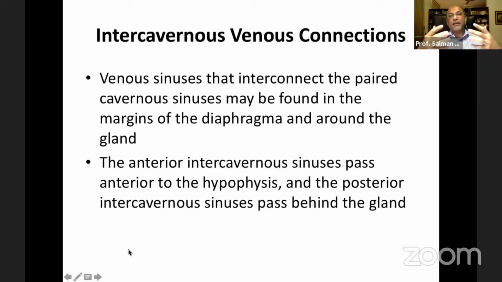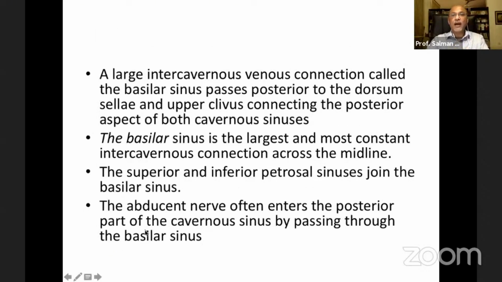The intercavernous venous connections are anterior and posterior. We know that, and the anterior one may be divided either by bipolar or by injecting glue into it if you want to go into the planum and do extended surgeries. A large venous connection, which we just showed you, is the basilar sinus, which passes posterior to the dorsum sellae and upper clivus, connecting the posterior aspect of both cavernous sinuses. The basilar sinus is the largest and the most constant intercavernous connection across the midline.